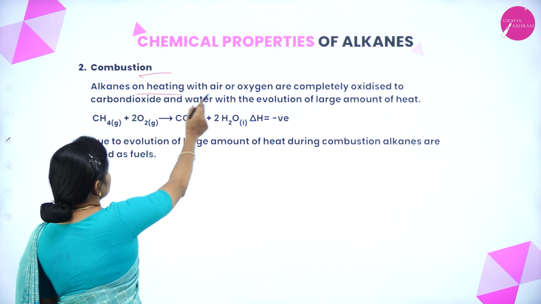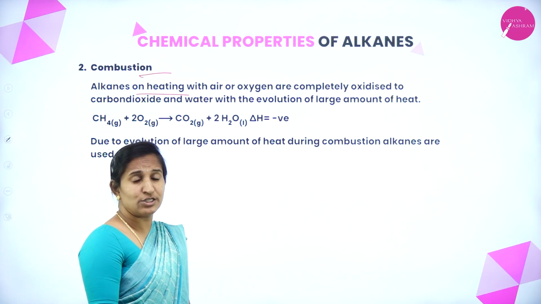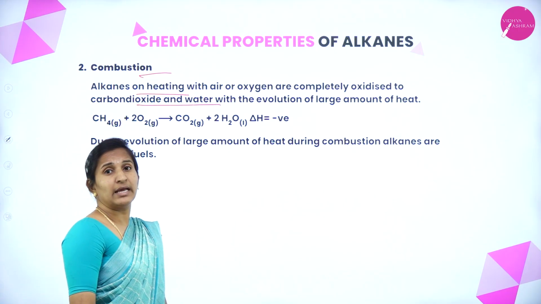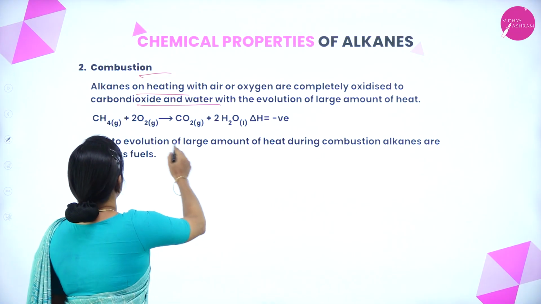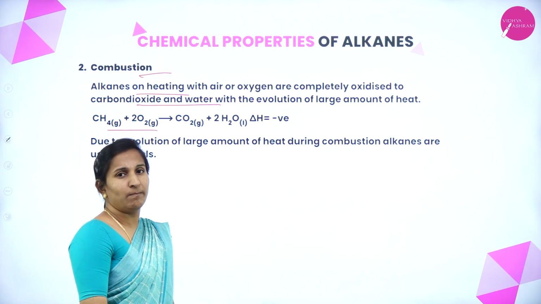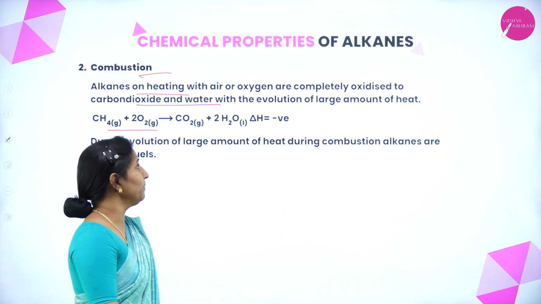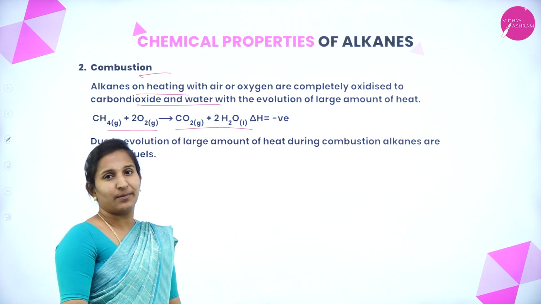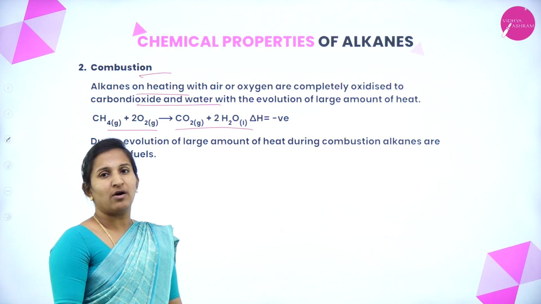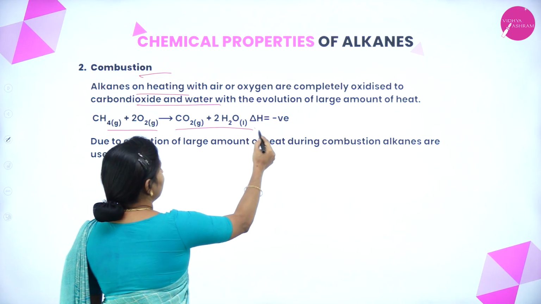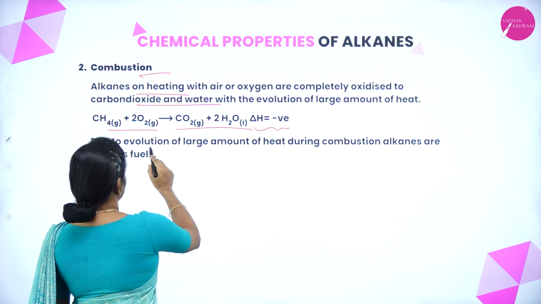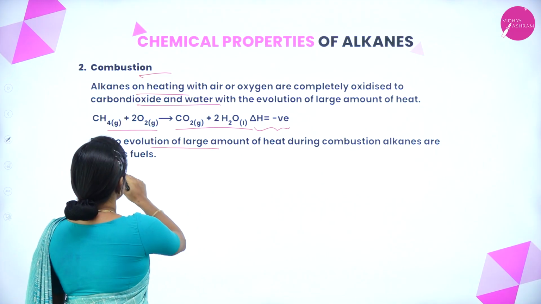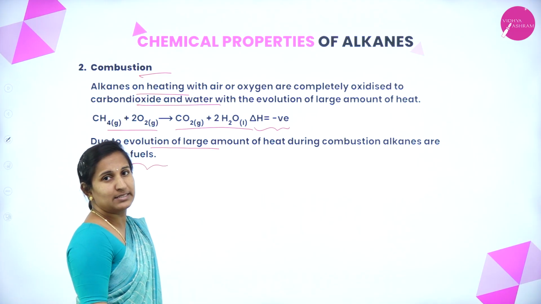Combustion. Alkanes on heating with air or oxygen get oxidized to carbon dioxide and water with the evolution of a large amount of heat. Methane on combustion in the presence of oxygen gives carbon dioxide and water. This is an exothermic reaction. A large amount of heat is liberated, so delta H is negative. Due to the evolution of a large amount of heat during combustion, alkanes are used as fuels.